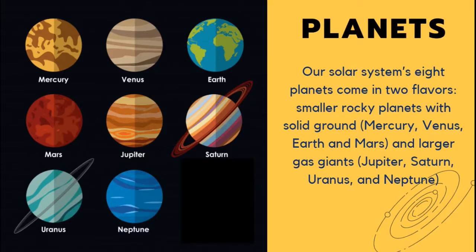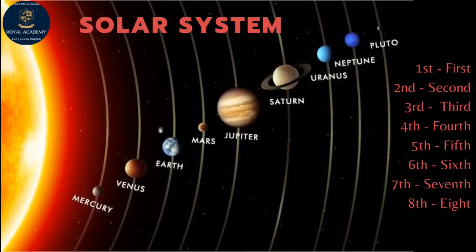Aquí tenemos los 8 planetas que forman nuestro sistema solar, desde los que son rocosos hasta los que son gaseosos. Los rocosos son Mercurio, Venus, la Tierra y Marte. Los gigantes gaseosos son Júpiter, Saturno, Urano y Neptuno. Ahora vamos a verlos en el orden en que se aproximan al Sol. Here we have Mercury, Venus, Earth, Mars, Jupiter, Saturn, Uranus, and Neptune.